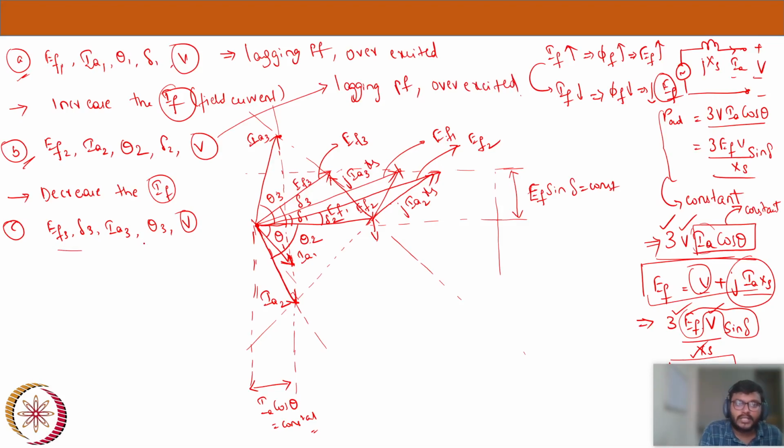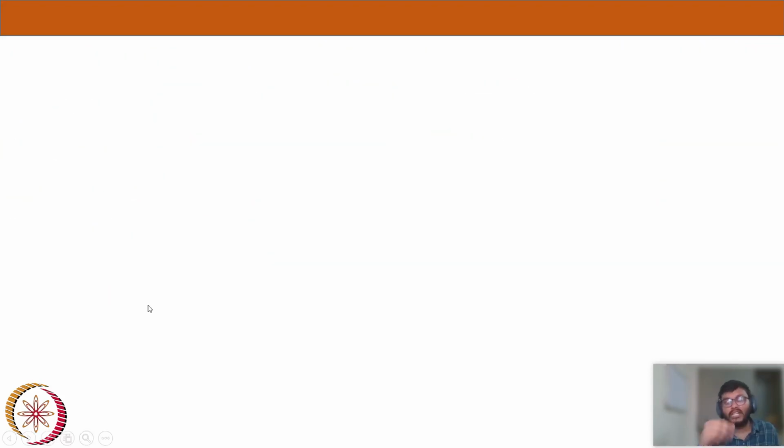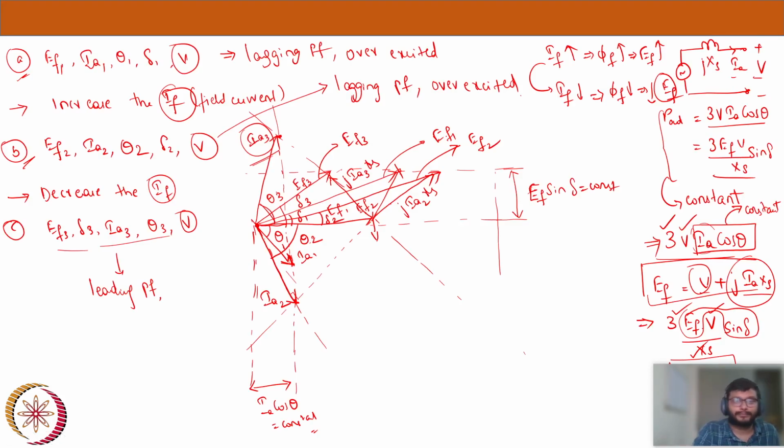And coming to condition 3, see IA3 is here. This is my theta 3. Here my current is leading. We are supplying a leading load, drawing a leading current and supplying it to the load. Here the power factor is leading. What about the excitation? Here my EF3 length is less than V, so it definitely comes under the under-excited condition.